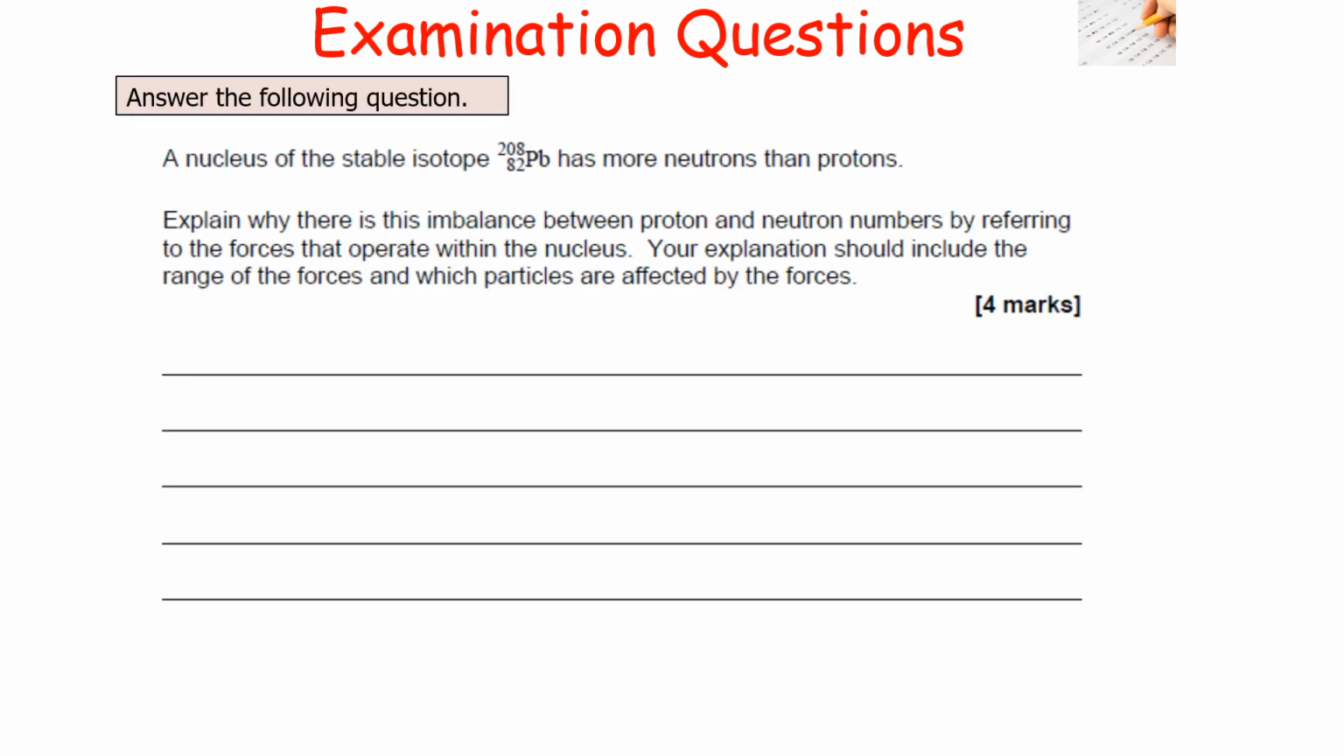Now, the next question says, a nucleus of the stable isotope 208 82 lead has more neutrons than protons. Explain why there is an imbalance between the proton and neutron number by referring to the forces that operate within the nucleus. Your explanation should include the range of forces and which particles are affected by those forces.